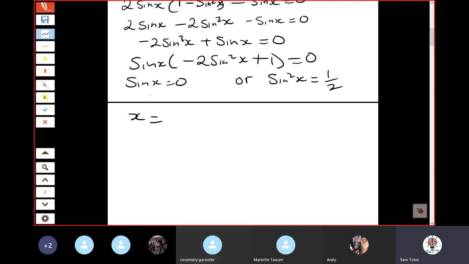x equals. This one's a bit of a tricky one for everyone to get the full answers. 0, 180, and now just keep in mind 360. Why is 360 a solution? Because if you add 360 degrees to 0, it's still within your domain from 0 to 360, right? So you've got to include that 360 degrees in there. All right, good job.